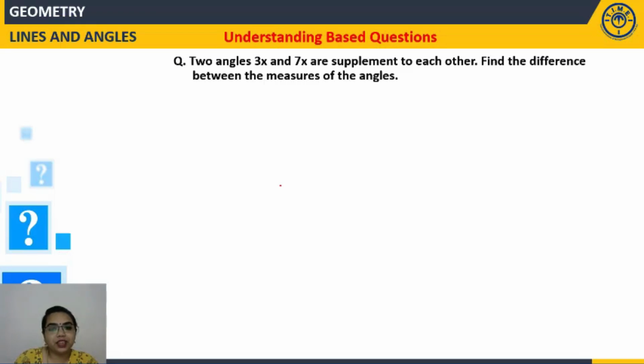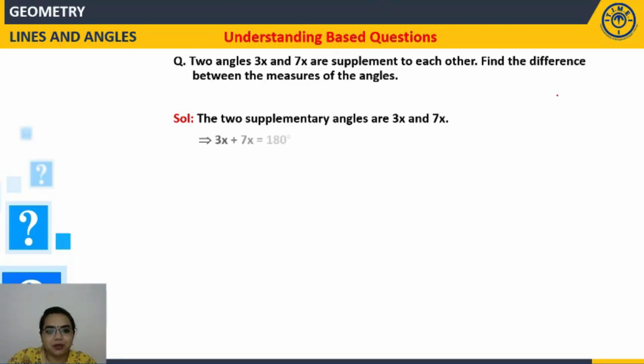We have to find the difference between the measures of the angles. Let us begin. First we'll use the property of supplementary angles, that is we can add both the angles and see that they are equal to 180 degrees. So 3x plus 7x is 180 degrees. 3x plus 7x is 10x. 10x is equal to 180 degrees. Tell me what is the value of x? x is equal to 180 degrees by 10, which is equal to 18 degrees.